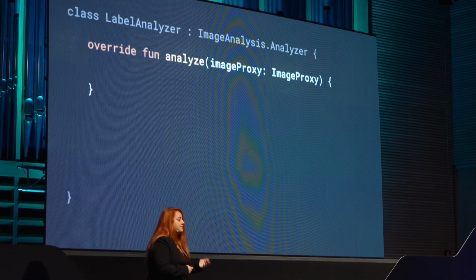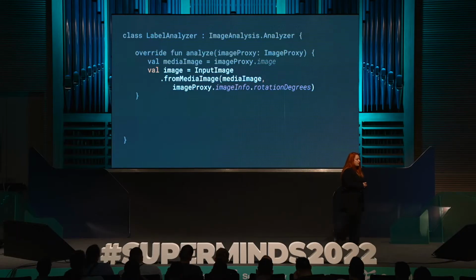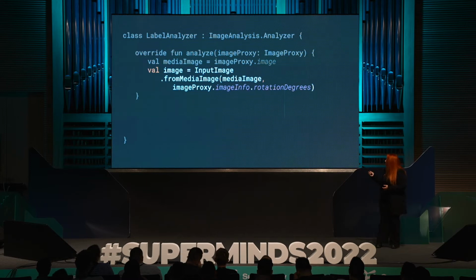The image proxy that you see over here will provide us with all the data that we actually want. Because we're using CameraX, we don't really have to do anything with the rotation or any further modifications. We just use it as it is. We just need to create a media image using the rotation information and the image proxy parameter that we're getting from the analyze method.